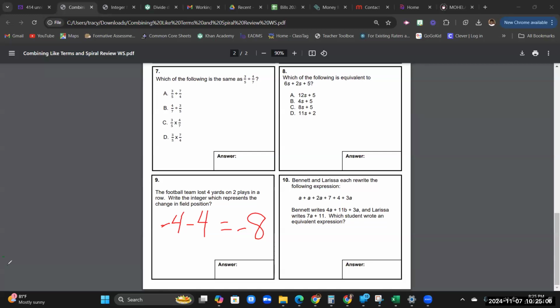All right, so let's combine our like terms. So we've got 3A, 2A to get 5A, plus 1A and another 1 gives us 7A. And 7 plus 4 would give us 11. So that would be Larissa. And you should have recognized with Bennett that for some reason he has an 11B. So where did he get the variable B from?